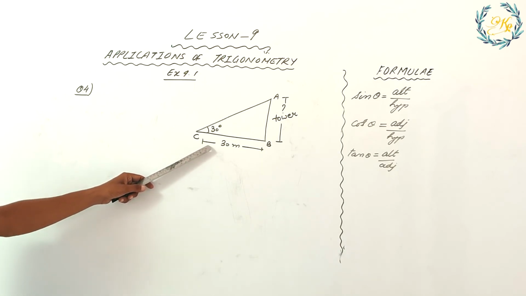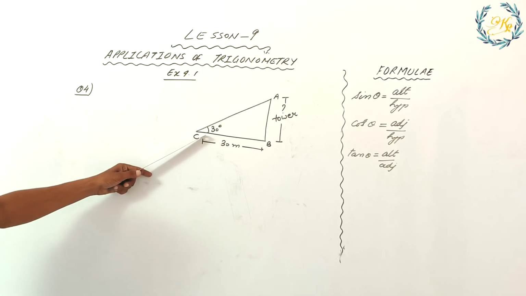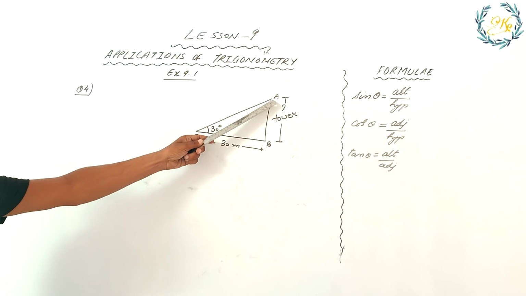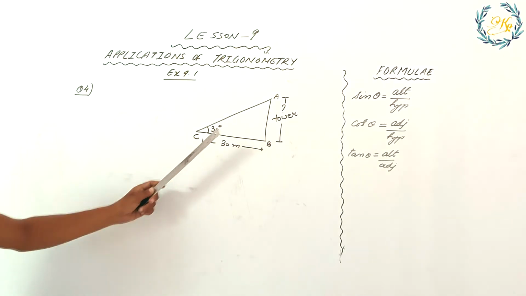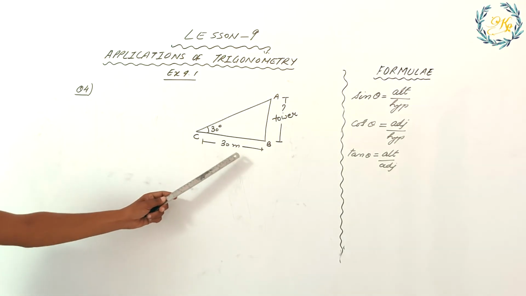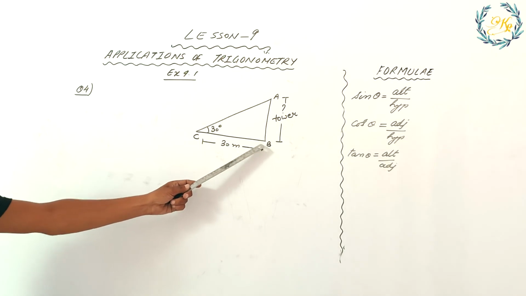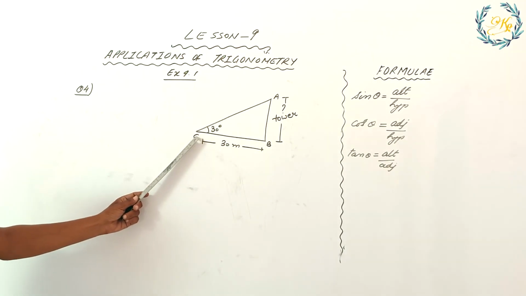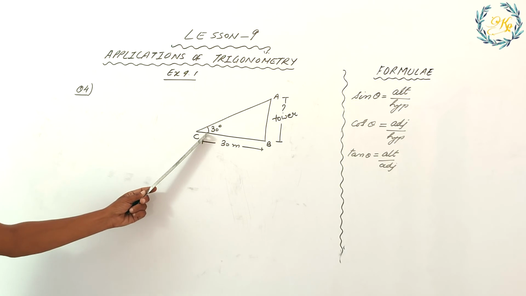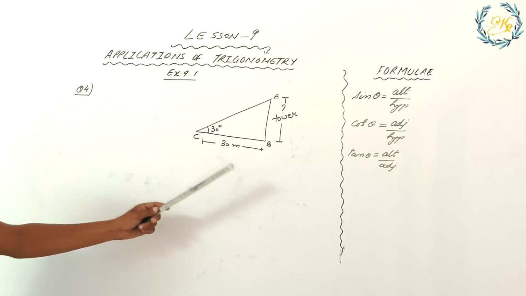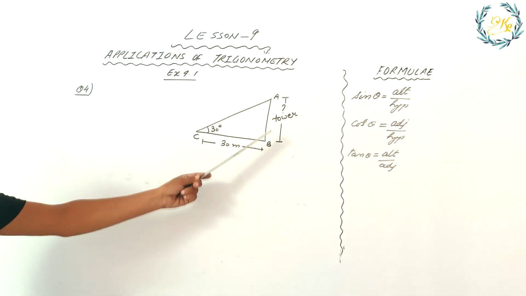Now, the angle of elevation, you can see angle of elevation here. The angle of elevation of the top of a tower, you can see the top of a tower there, from a point on the ground. Now this point on the ground is 30 meters away from the foot of the tower. This angle of elevation is 30 degrees. We have to find the height of the tower.